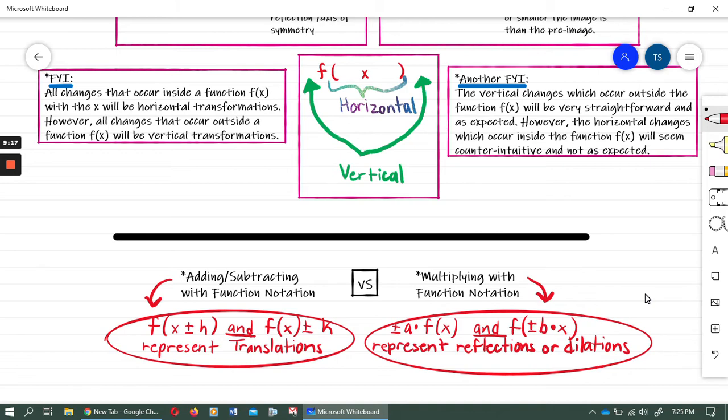In this video, I'm not really going to do a lot of examples. I may do one or two just to make my point about how this is supposed to look. We're going to look closer at multiplying with function notation, and at when we'll have reflections, when we'll have dilations, and what types of reflections and dilations we can have. So we're going to delve deeper into that.